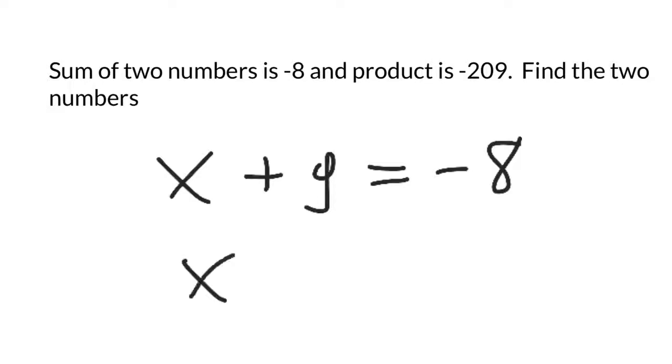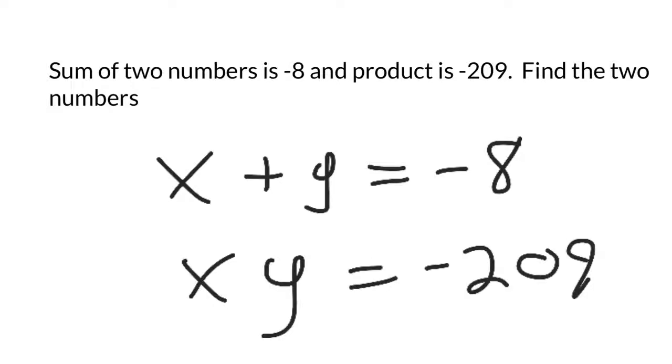So that means multiply. x times, oops, that's not times. Write them next to each other. x times y equals -209. And so to find the two numbers, you have two variables and two equations. You've got to somehow combine the two equations to find an answer.